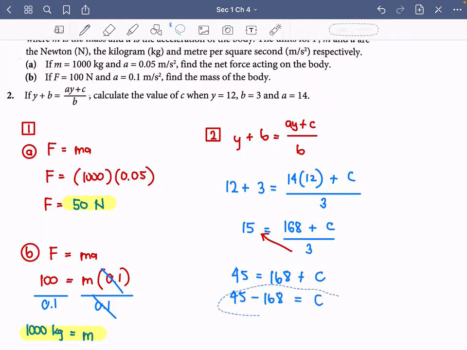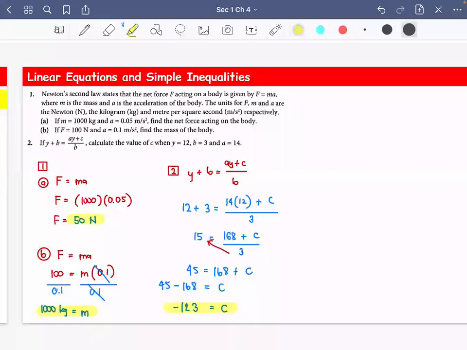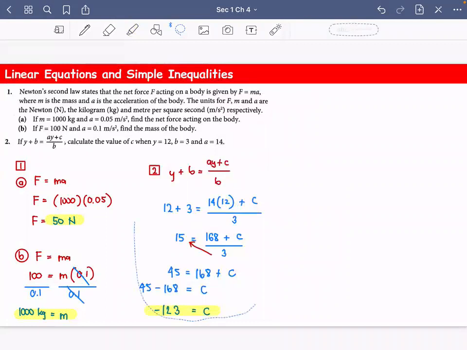So therefore, what is c? c is equal to negative 123. Is that your answer? Okay, so that's your answer for number 2. Do you have any question, class? No question.